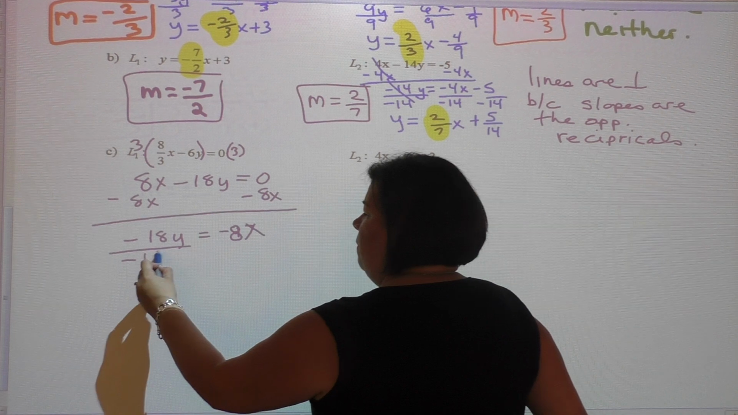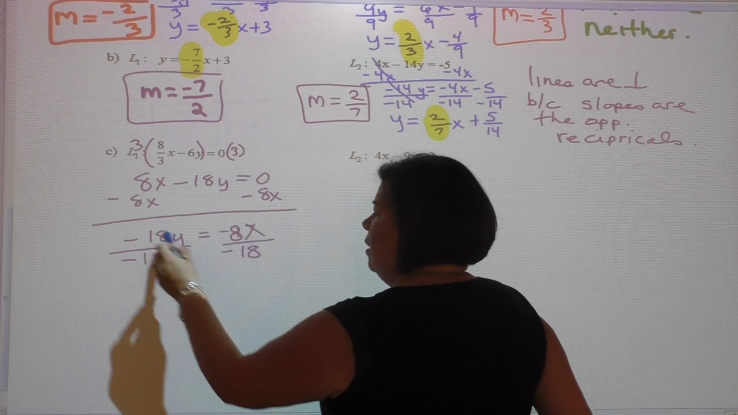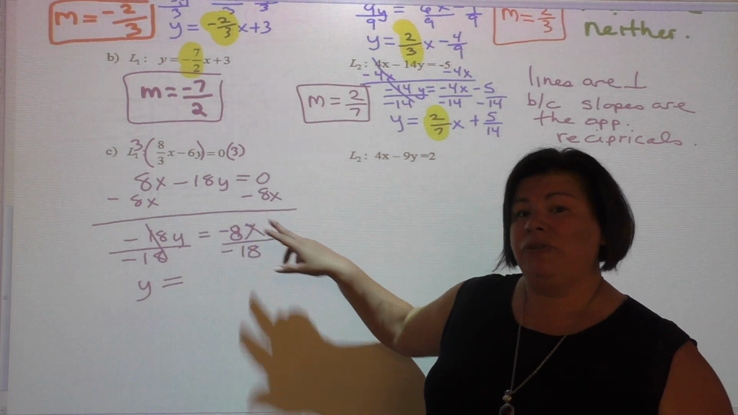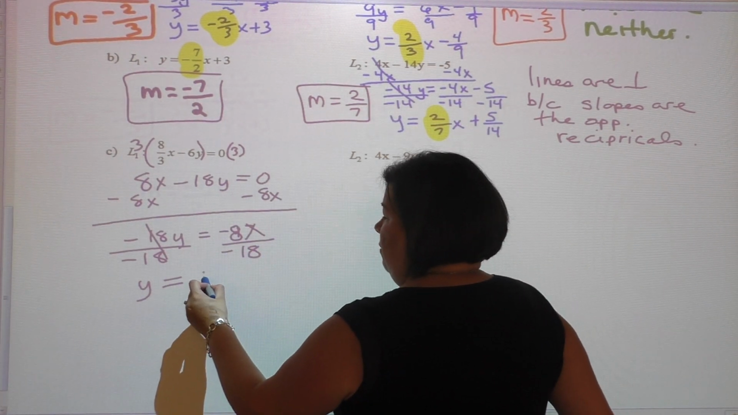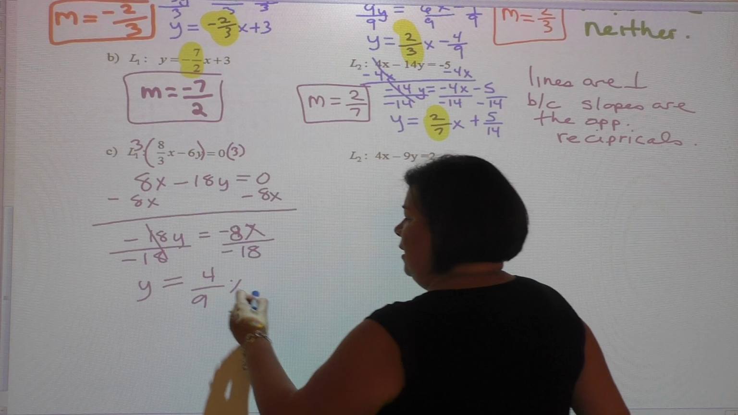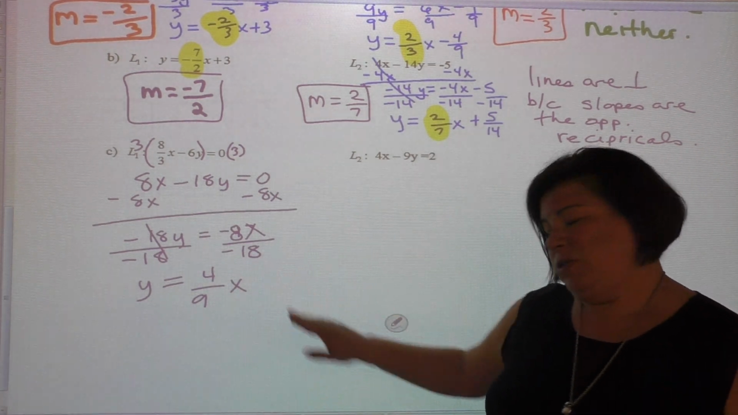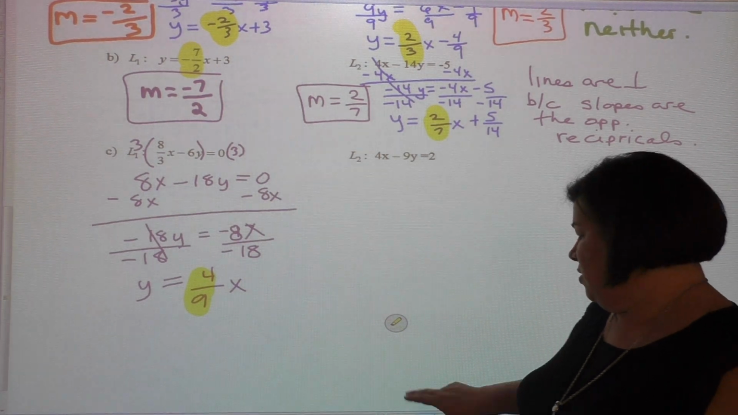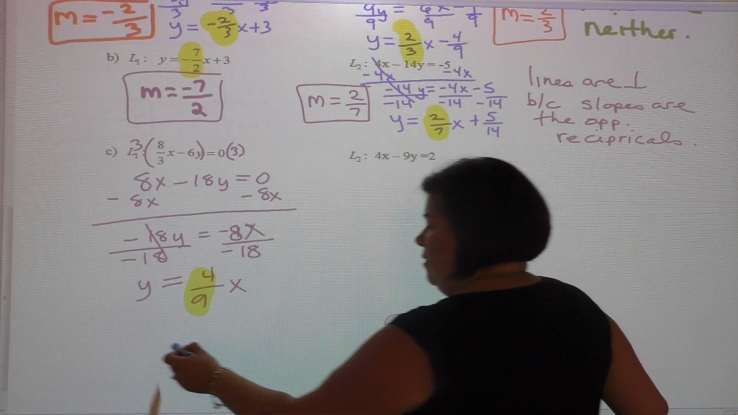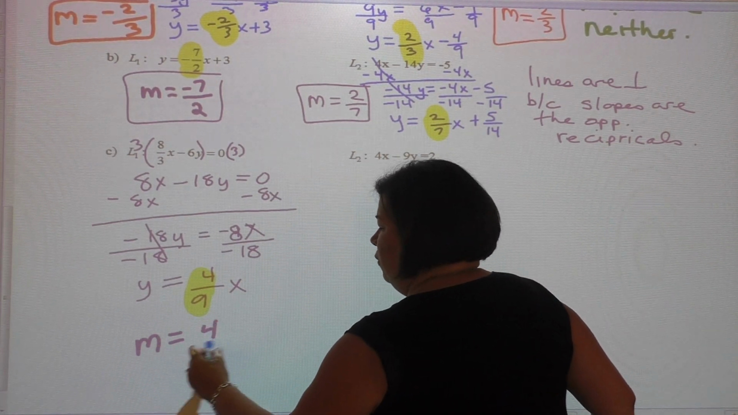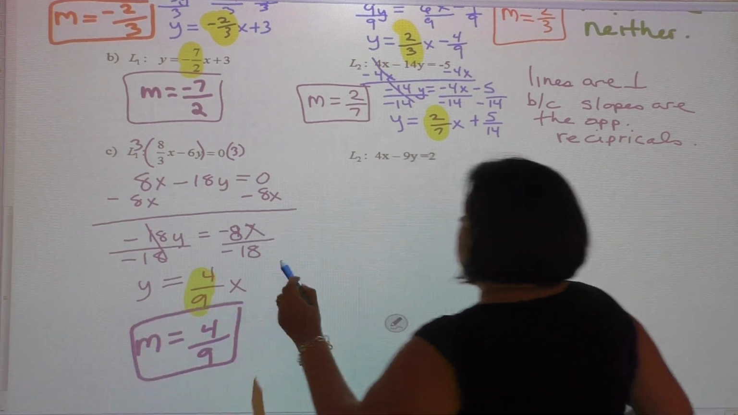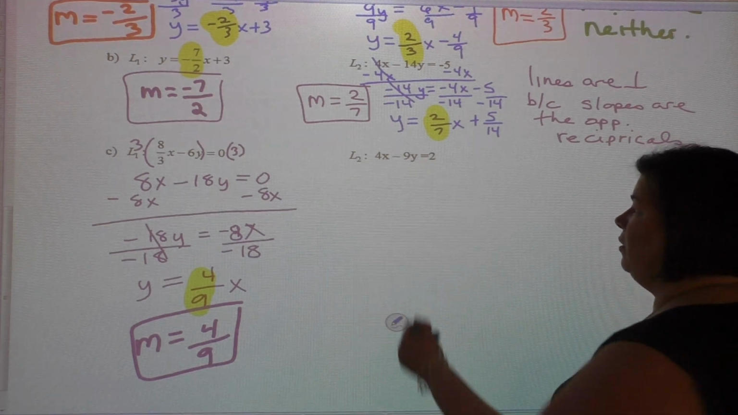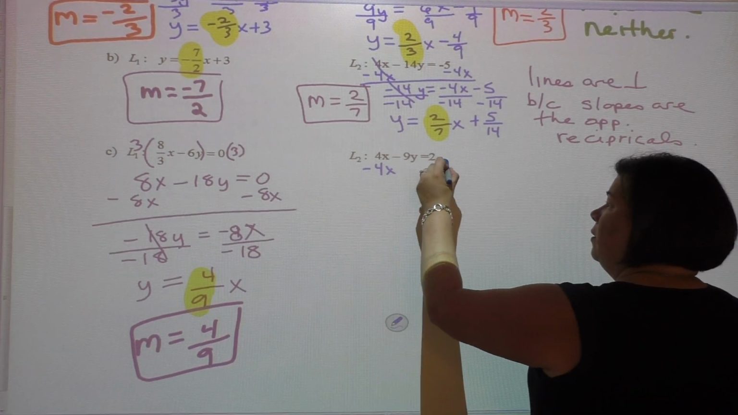Divide by negative 18, we're going to get y equals, again, they can be reduced by a factor of 2. So I'm left with positive 4/9 x plus 0, but you don't need to write the 0. So again, this is nice because our slope here is telling us that our slope is positive 4/9. So if we compare that to line number 2 here, we have to put this in slope-intercept form.